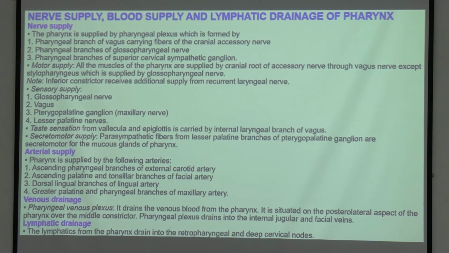The first branch of the external carotid, the ascending pharyngeal artery. There are all the vessels that are coming up, the facial artery and the lingual artery. They are where we will get the branch contributions to the pharynx. Okay. And venous drainage is the pharyngeal plexus. Ultimately it is drained into the internal jugular or facial vein.